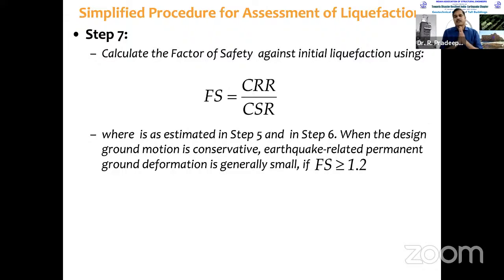Now the final step, step 7, we will find out the factor of safety against liquefaction, that is CRR divided by CSR. If it is more than 1, then it is safe against liquefaction. But what the code suggests is 20% higher, that means it should be greater than 1.2. Then we can be assured that our site is safe from liquefaction. Site means what? Any layer, every layer we have to calculate.